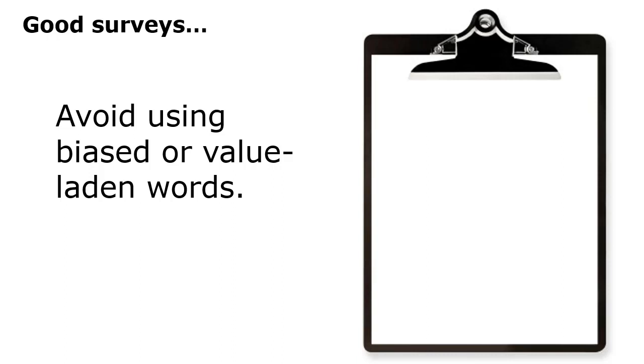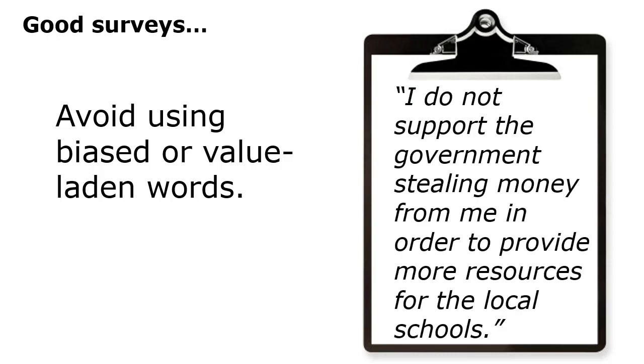Also, it's important to avoid using biased or value-laden words. Bias refers to any property of a question that encourages subjects to answer in a certain way. For example, a survey item measuring attitudes about taxes should avoid biased words, such as, "I do not support the government stealing money from me in order to provide more resources for the local schools." You could just use "raising taxes" instead of "stealing money." It means the same thing, and it doesn't insert that bias.